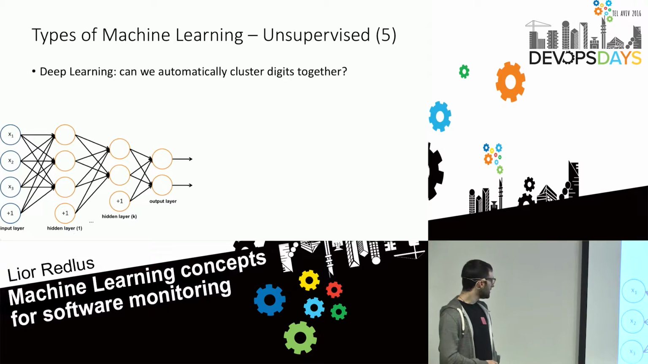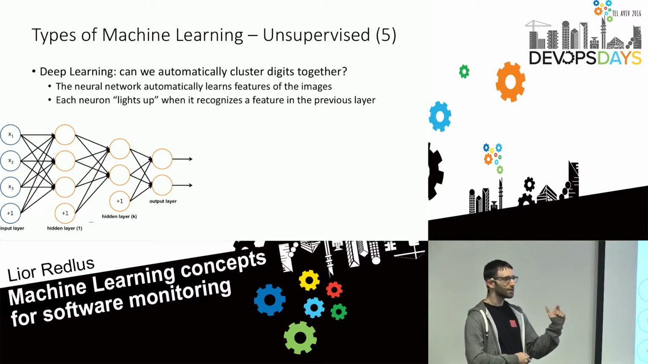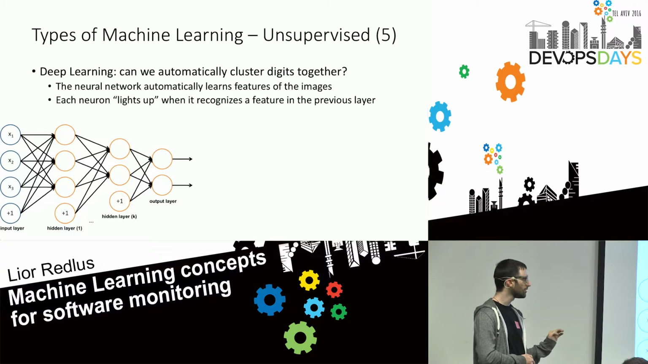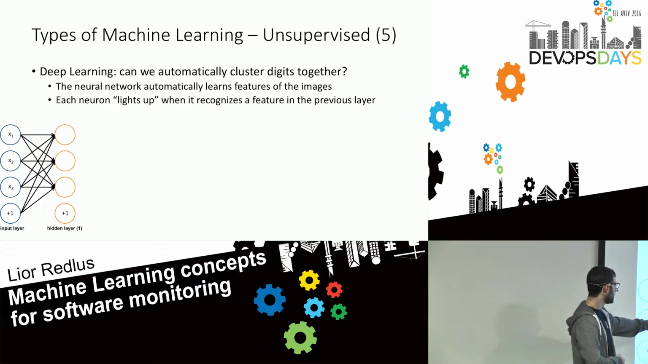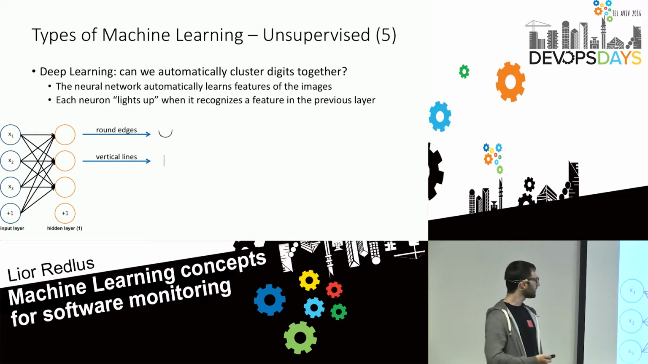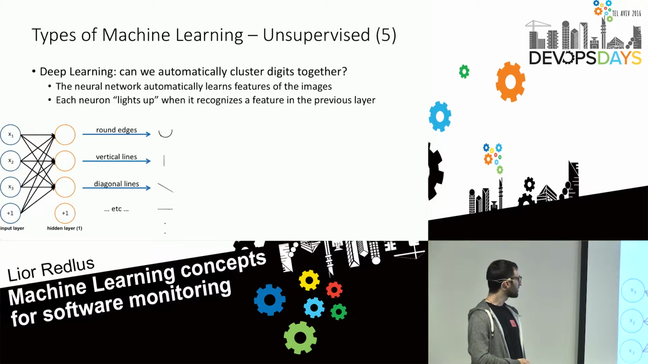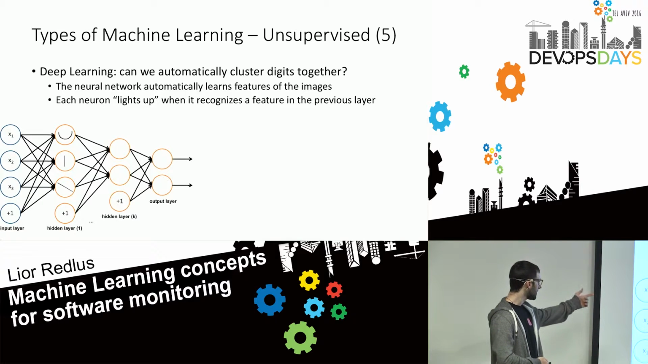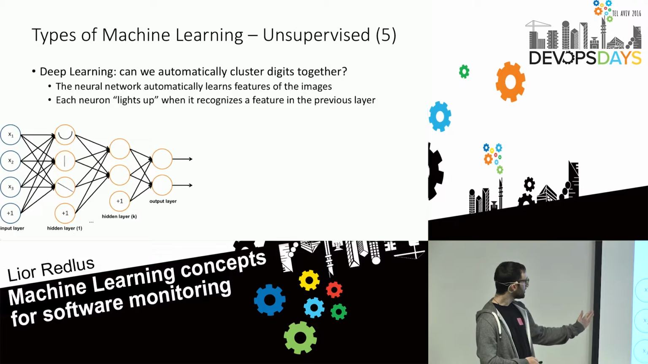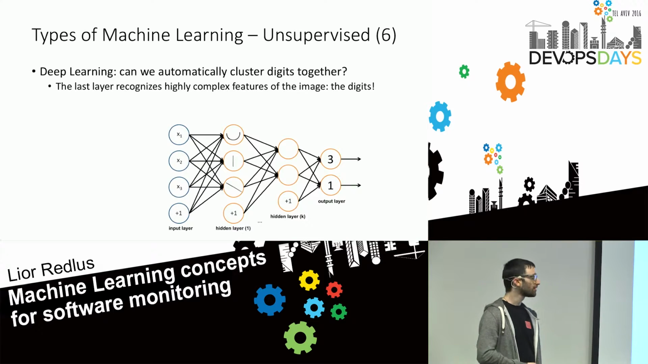After feeding an image to the input layer, the neural network automatically learns the features of that layer. And each neuron lights up when it recognizes a certain feature in the layer previous to it. If we look at the first layer, one neuron can recognize round edges, another will recognize vertical lines, another may recognize diagonal lines, etc. These neurons light up whenever they recognize such features in the previous layer. And each layer learns higher representations of the layer before it.